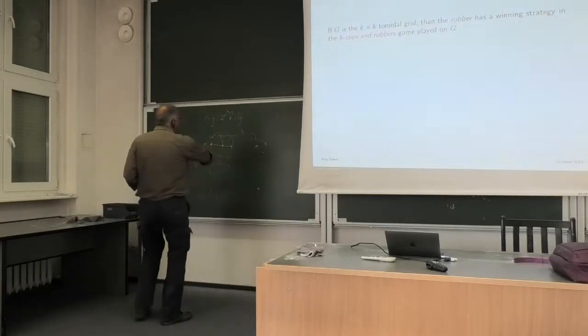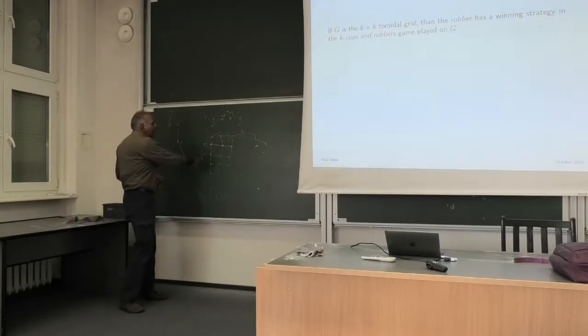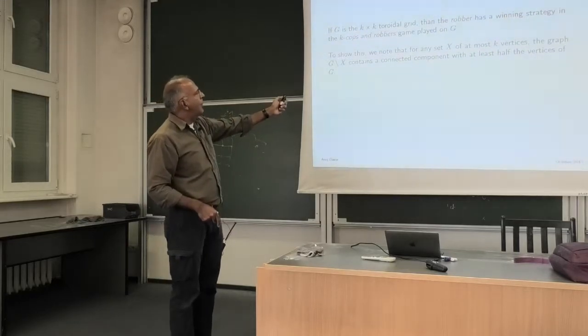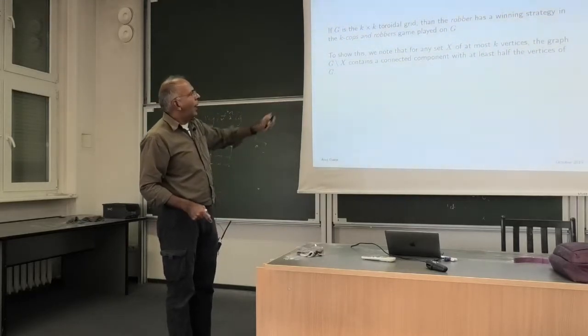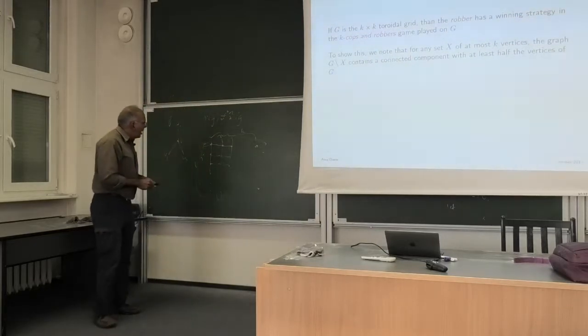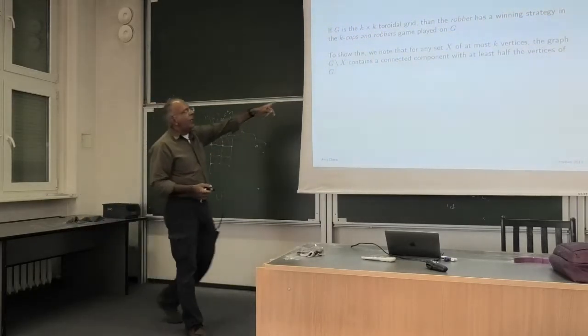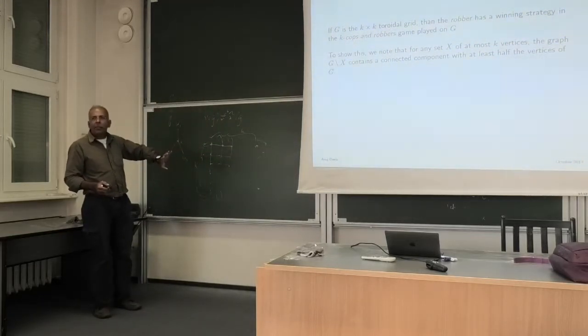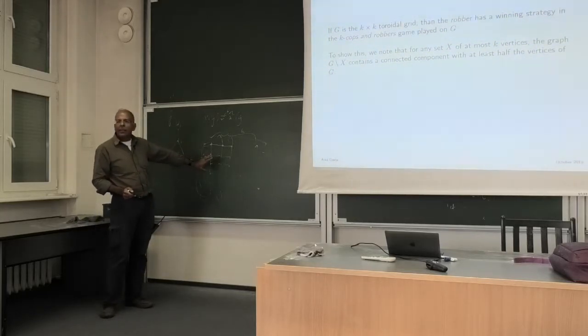And now let me at least convince you that on this graph, if this is k and this is k, then robber has a winning strategy against k cops. So why is this? Well, the point is that if you choose any k vertices and remove them, in some sense, they're occupied by cops. We can't use them. The rest of the graph contains a connected component with more than half the total vertices.